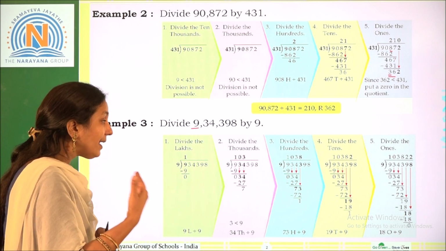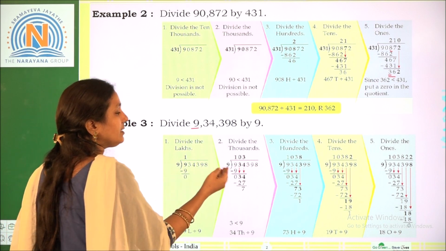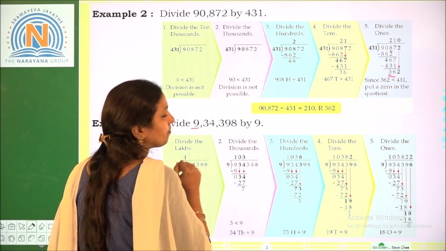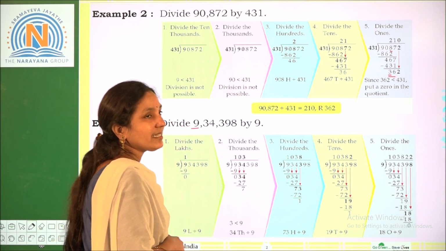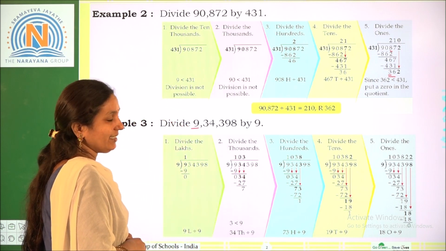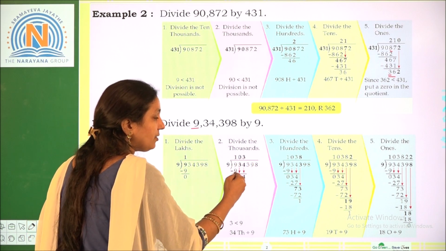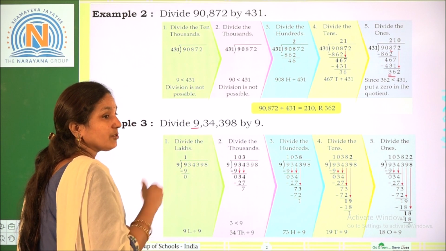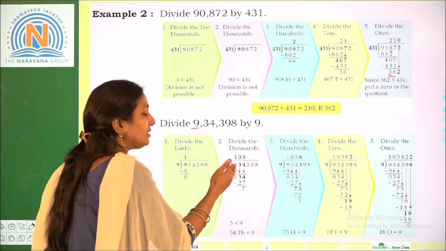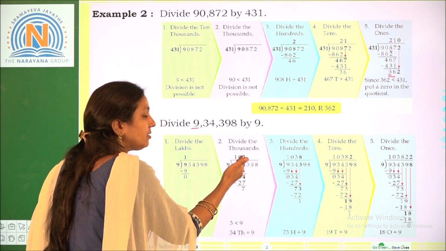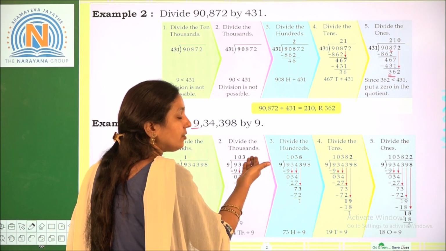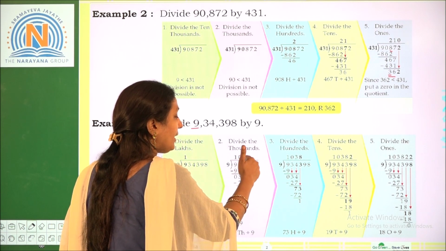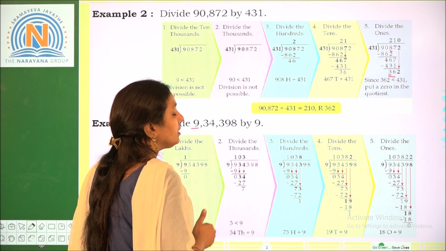Now coming to the next digit. What is the next digit? In the 10,000s place, 3. Can we divide 3 by 9? No, we cannot divide. So we have to put 0 in the quotient, because we are taking the next digit. Put 0 in the quotient and bring down the digit from the thousands place.